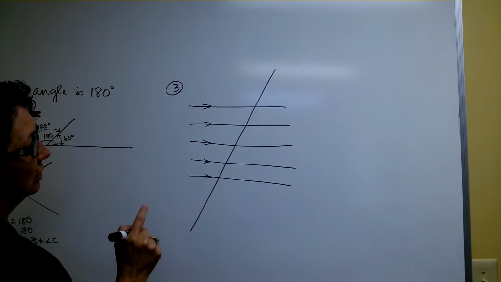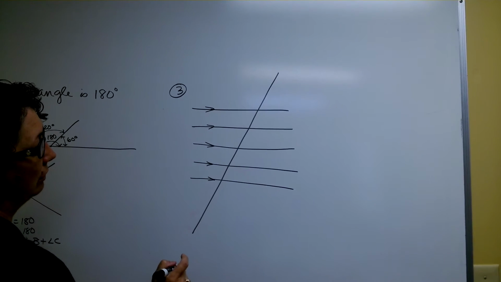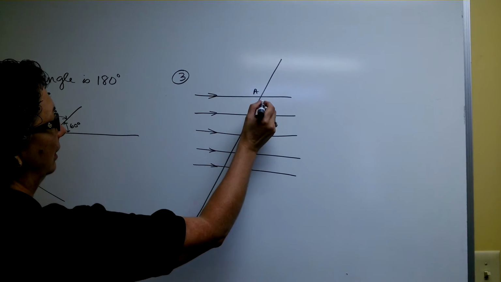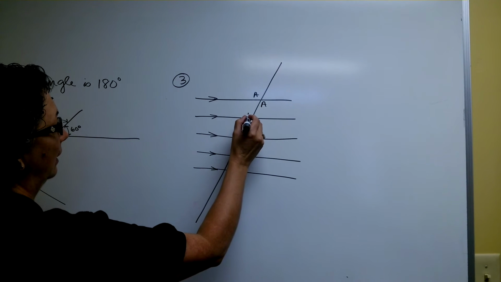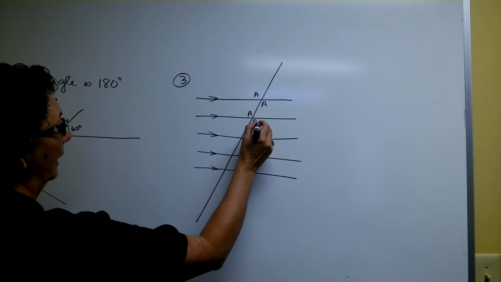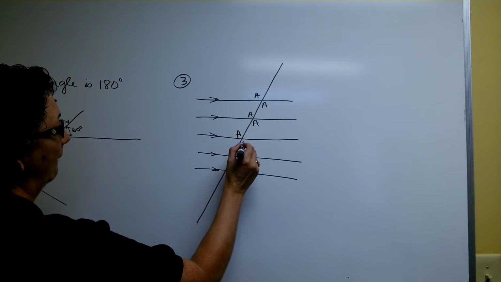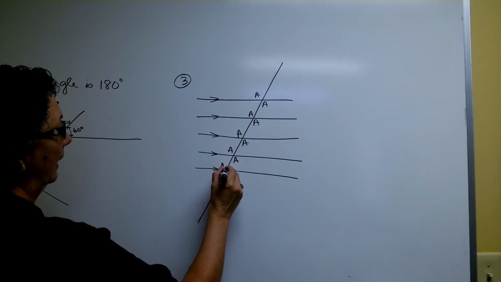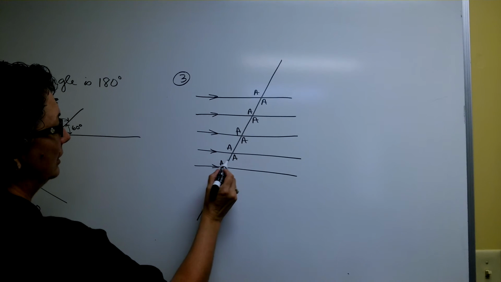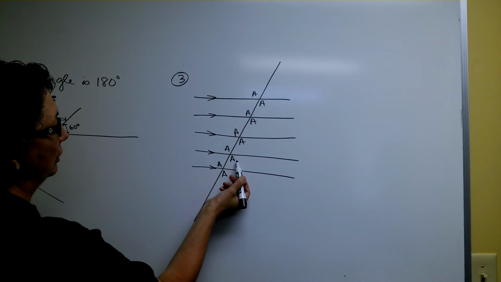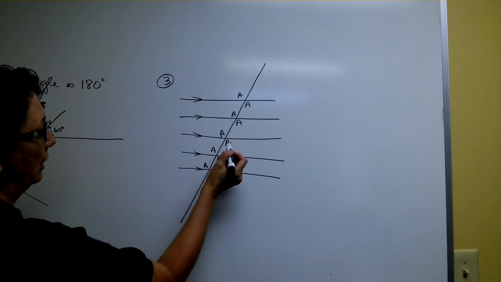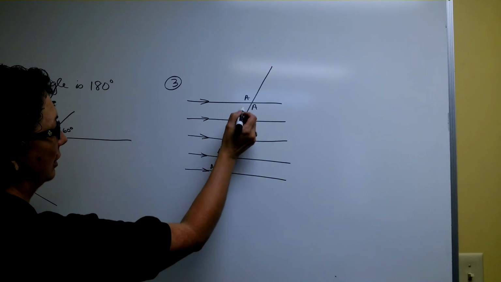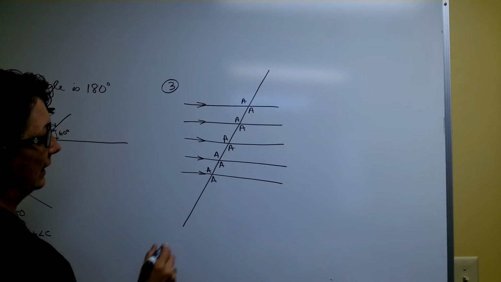opposite angles are congruent. Let me show you. Angle A, A, A, A. Notice they cross over the transversal. One's on one side of the transversal, one's on the other. Opposite here, cross the transversal. Opposite here, cross the transversal. All of those angles have to be the same.